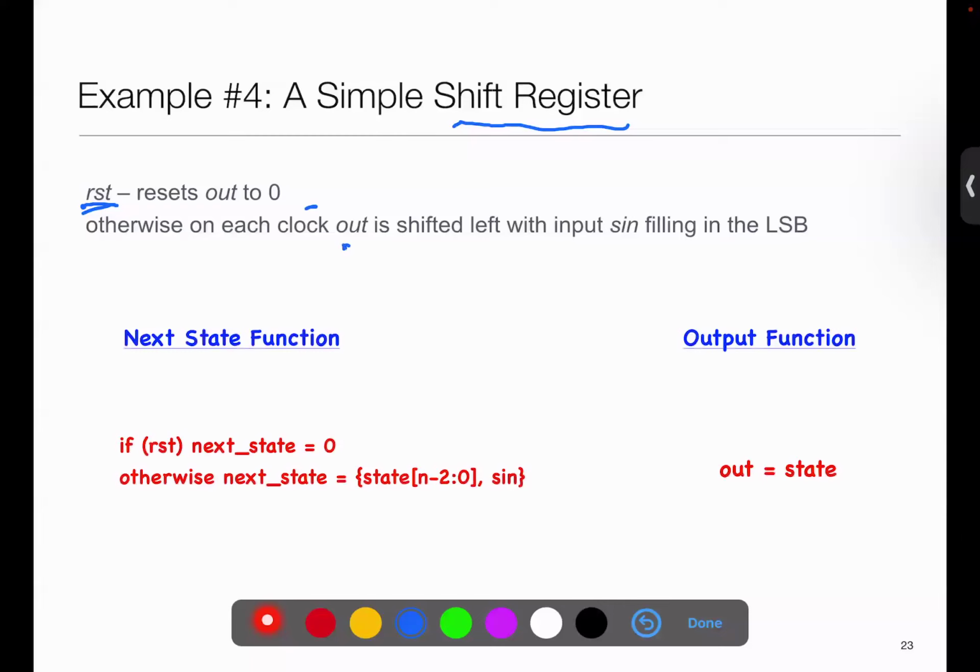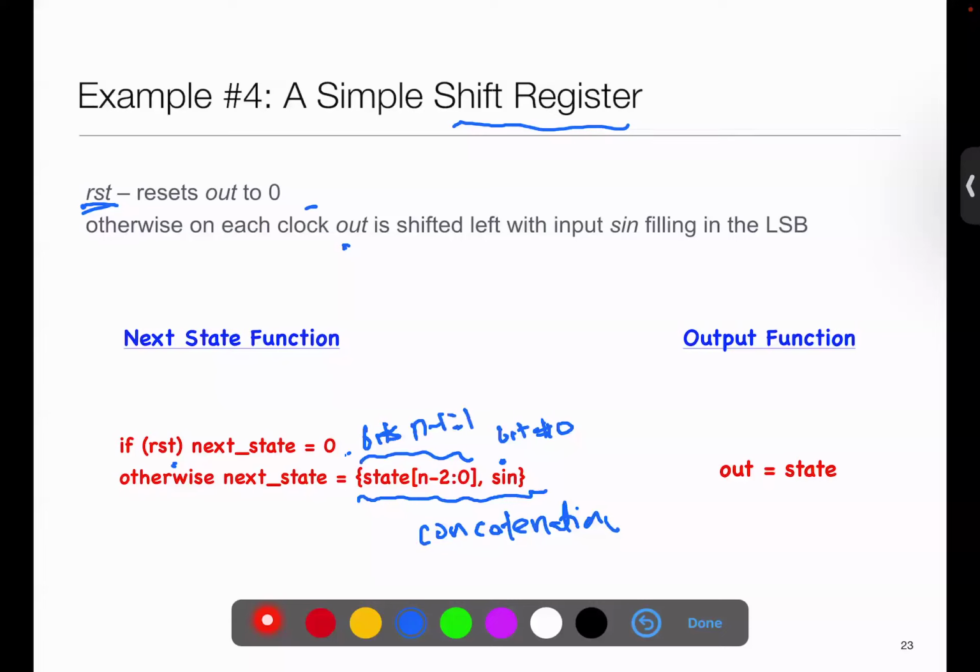Let's imagine I have an n-bit state. What this is saying is if reset, next state is 0. Next state is an n-bit variable. Otherwise, next state is, now what is this notation? This is concatenation. Think of an n-bit number whose lower bit is Sn. So this is bit number 0, and these are bits n-1 to 1.